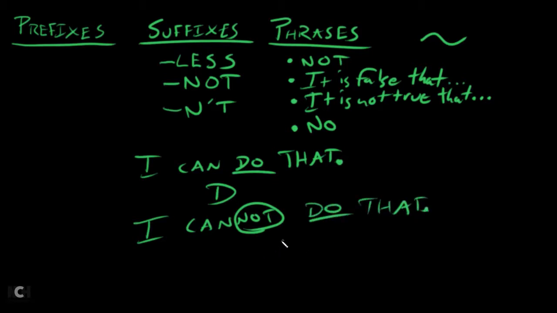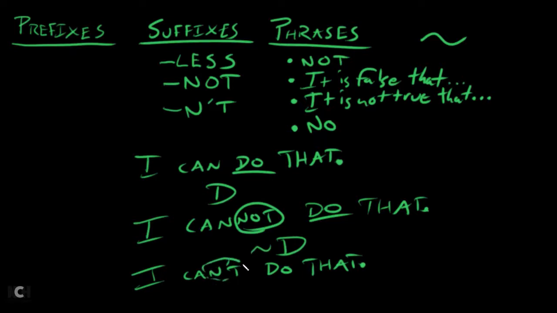How would I represent that? D with a squiggle in front of it. Can I do that? No, I cannot. All right, I cannot do that. But I could also say the same thing with a contracted form. I can't do that. And there, I guess it's not technically a suffix, but we have this contraction on the end. This means I can't do that.